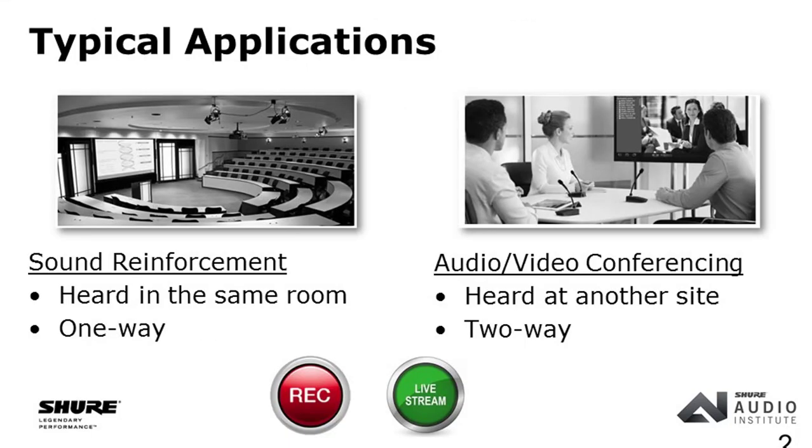So typical applications. The big two in the meeting room context are sound reinforcement and AV conferencing. Sound reinforcement means that you're amplifying the microphone signal to be heard in the same room. And that means feedback is a consideration like we talked about. And this is a one-way process, so you're generally amplifying the sound in one direction to listeners. The listeners aren't always talking back. In AV conferencing, now you're taking the microphone pickup, transmitting it to another site, and it's amplified for listeners there. That's a two-way process, though, because those people are usually able to talk back with their own microphones.